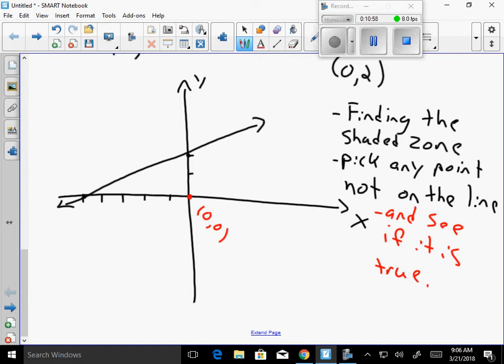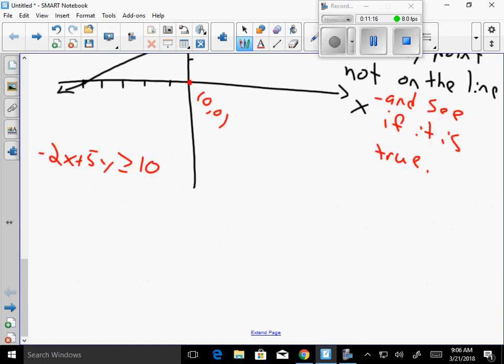Did this part make sense to you guys yesterday? Yeah, you're just saying that. Yeah. So my original equation was negative 2x plus 5y greater than or equal to 10, right? So I take 0 and 0, I plug that in for my x and my y. So it'd be negative 2 times 0 plus 5 times 0. So 0 plus 0 is just 0. Is 0 greater than or equal to 10? No, it's not. So this is false.